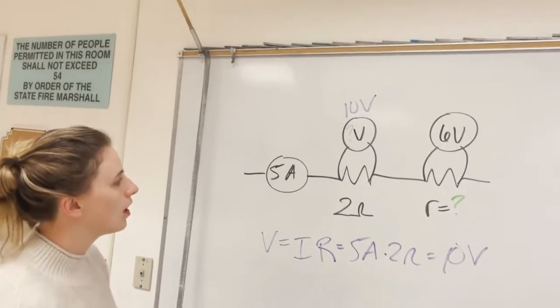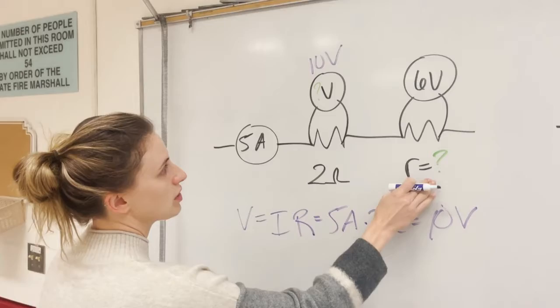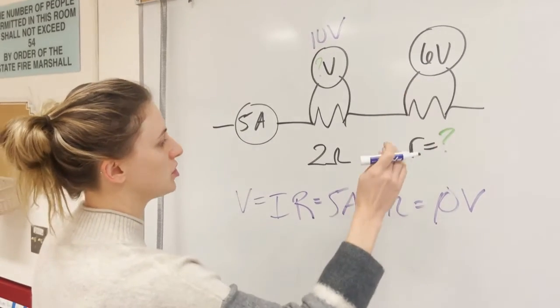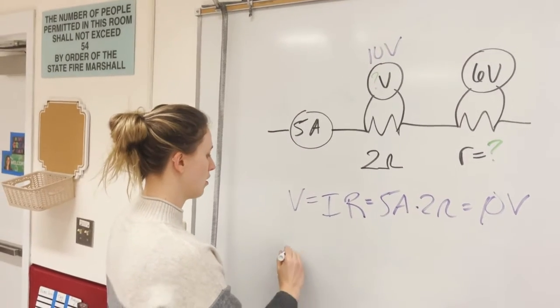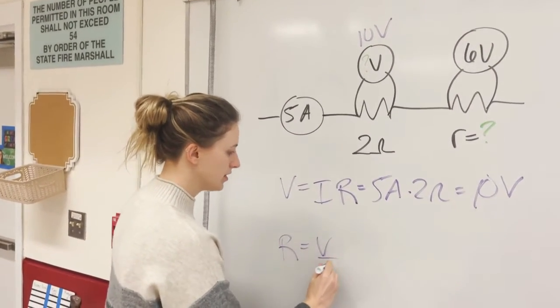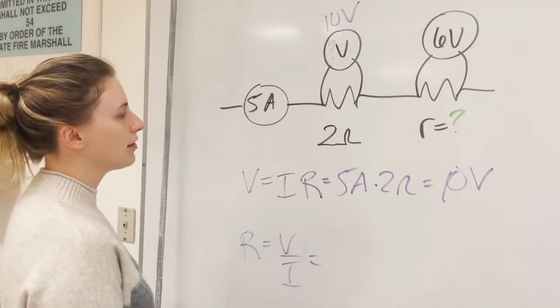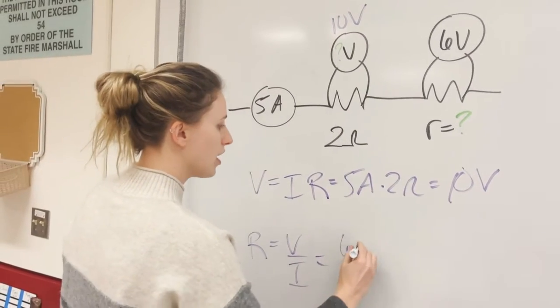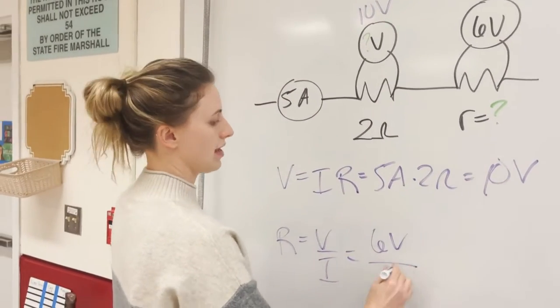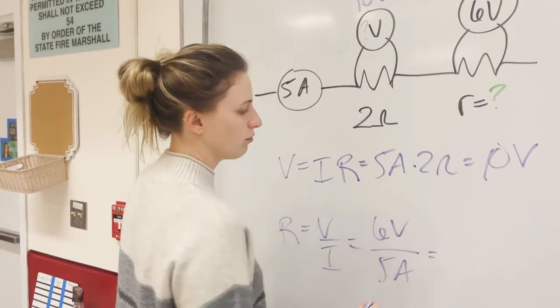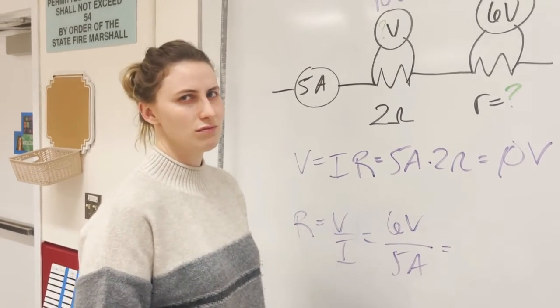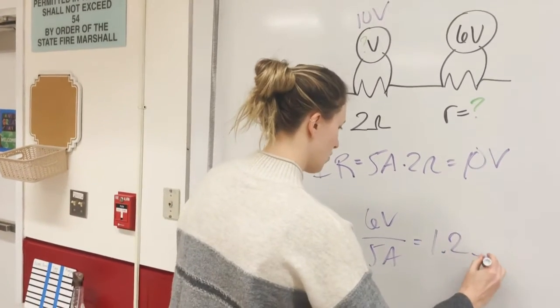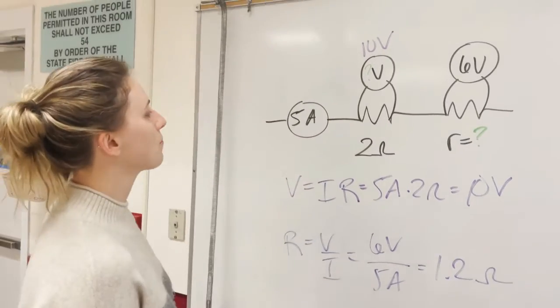And then as we approach this one, I want us to know the resistance here. We know the voltage here. Could I solve this for resistance? Yes, ma'am, I sure can. Now our voltage is 6 volts. And what do we know about the current? We said it's the same everywhere. It's 5 amps. And is this 1.2? It is 1.2. It's 6/5. 1.2 ohms.